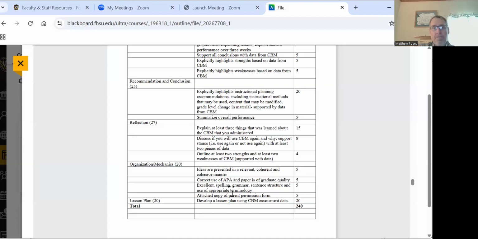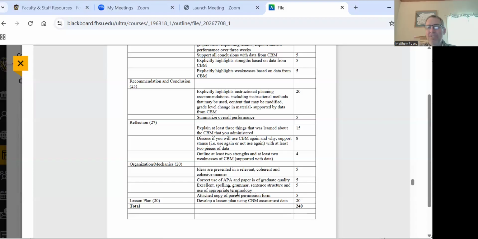Okay. Make sure that you include a copy of the parent permission form, just like you've done. Okay. And then you will go and pull up your lesson plan template and do a lesson plan using the Fort Hays template we provided you using the CBM data, not data from the norm reference, not data from the informal, but data from the CBM.